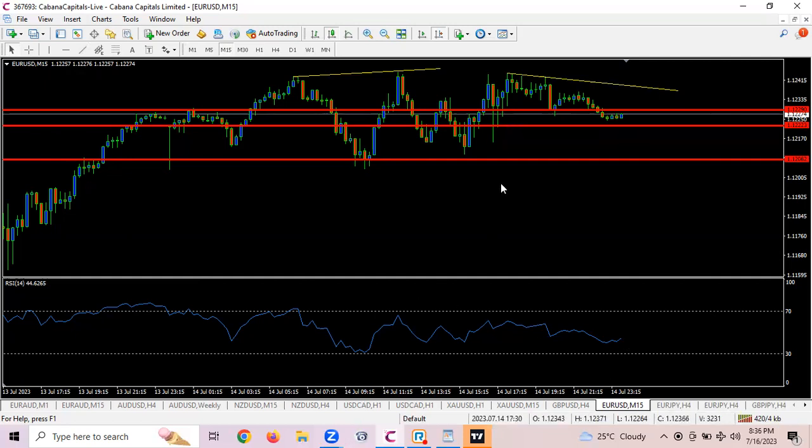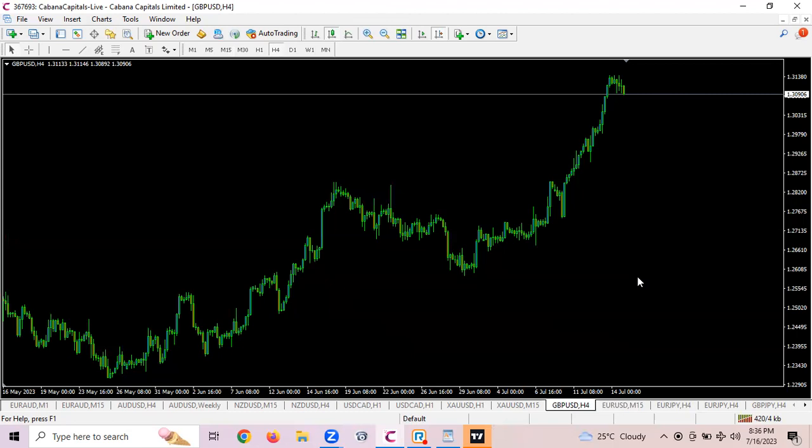Concerning GU, I'm still considering sell. I've been holding my trade since Friday, selling. I'll be holding it throughout this week. Still bearish. The reason why I muted my mic the other time is I saw something on gold.